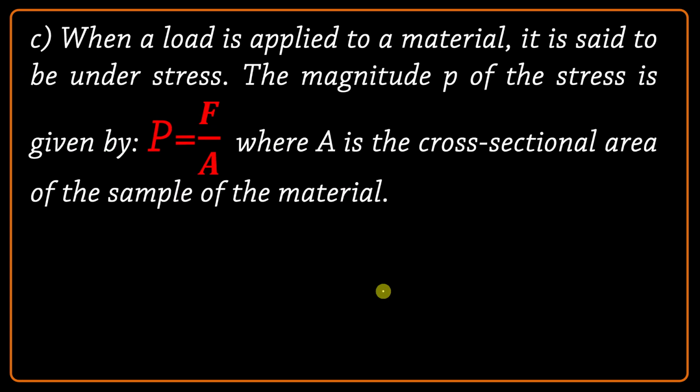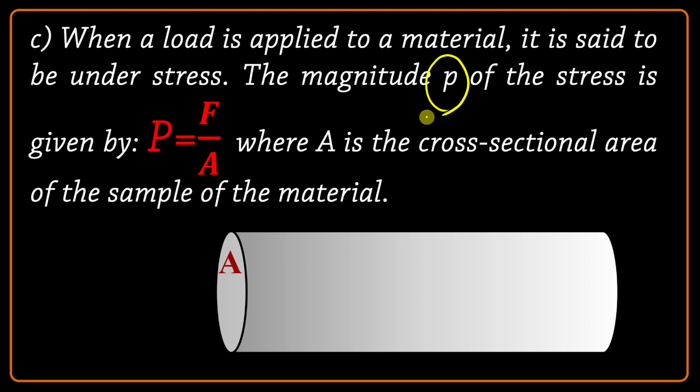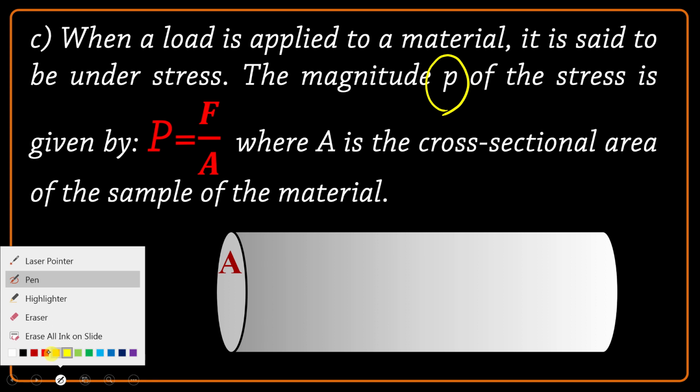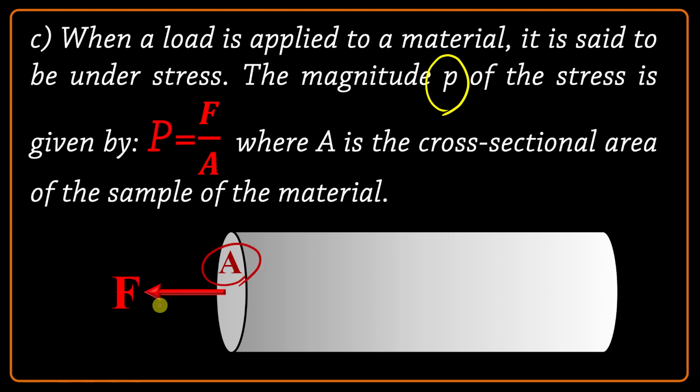Okay. Part C. When a load is applied to a material, it is said to be under stress. The magnitude of the stress is given by P is equal to F over A, where A is the cross-sectional area of the sample of the material. Suppose that this is, for example, a cable, and A is the cross-sectional area of that cable here, okay? If I make a tension like F, the stress is defined as P equals F over A, force over area, in Newton per meter squared.